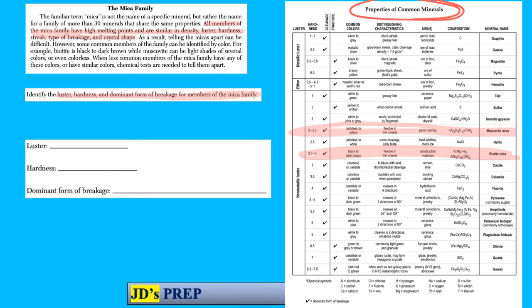Both of the highlighted micas have a non-metallic luster. Their hardness, we're going to say between 2 and 3. And the dominant form of breakage is cleavage.